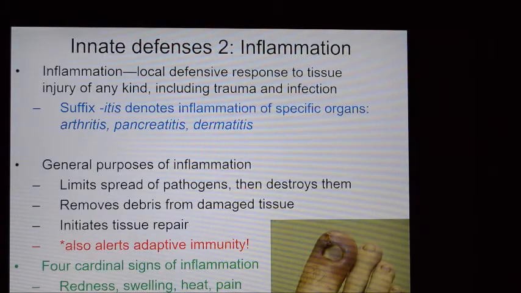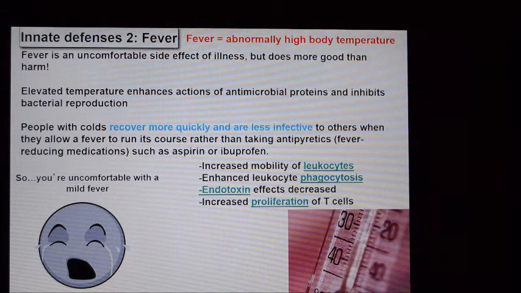Let's see here. Boy, there's a lot left. All right, innate defenses, fever. So the idea is that a mild fever actually helps your immune system to work better.